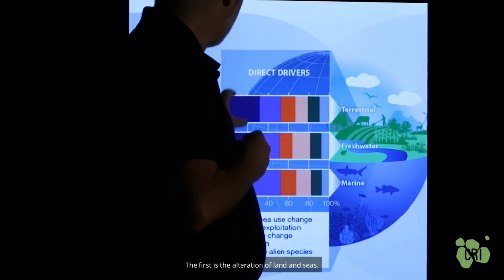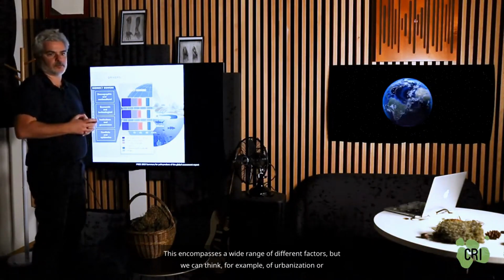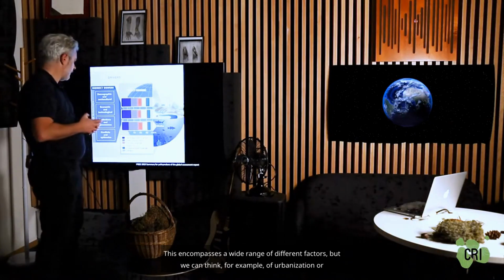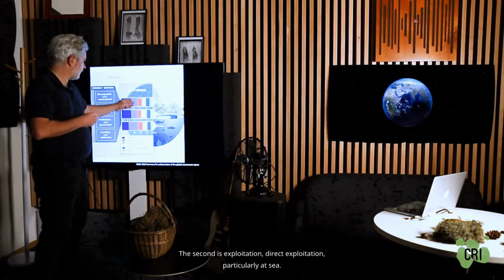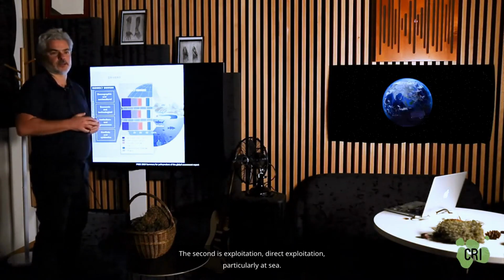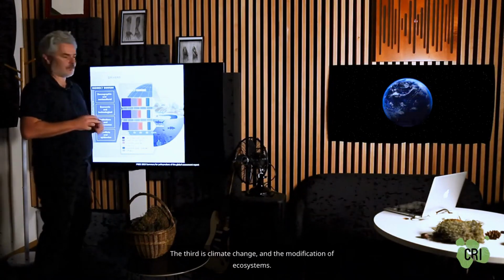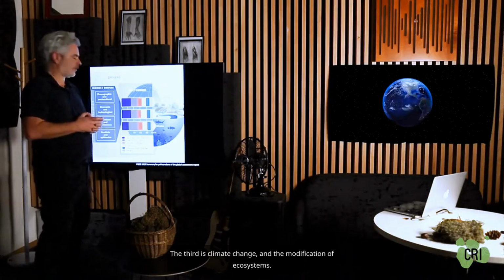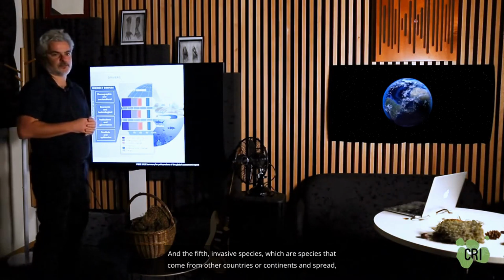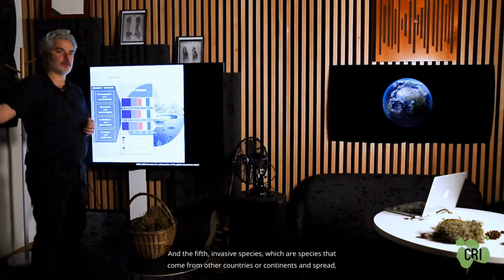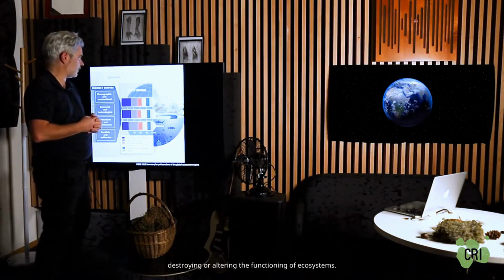The first is the alteration of land and seas. This encompasses a wide range of different factors, but we can think, for example, of urbanization or agriculture that cover significant areas. The second is exploitation, direct exploitation, particularly at sea, and as we will see, overfishing is an important factor. The third is climate change and the modification of ecosystems. The fourth is pollution. And the fifth, invasive species, which are species that come from other countries or continents and spread, destroying or altering the functioning of ecosystems.